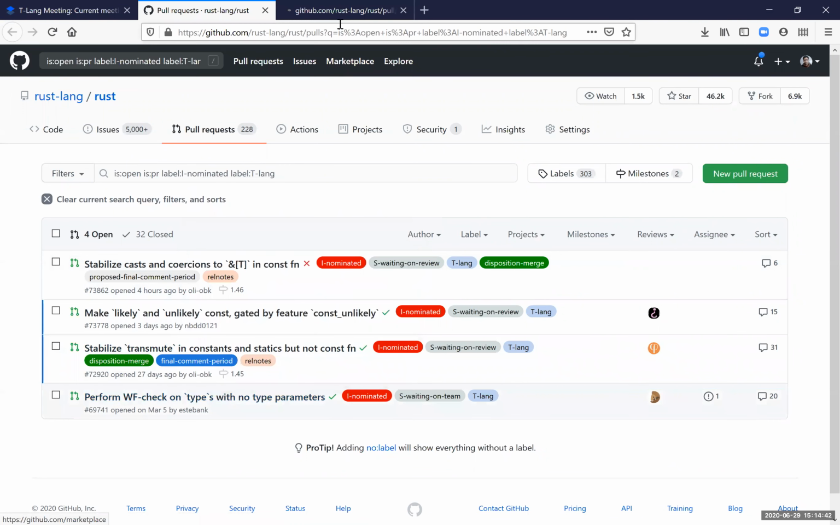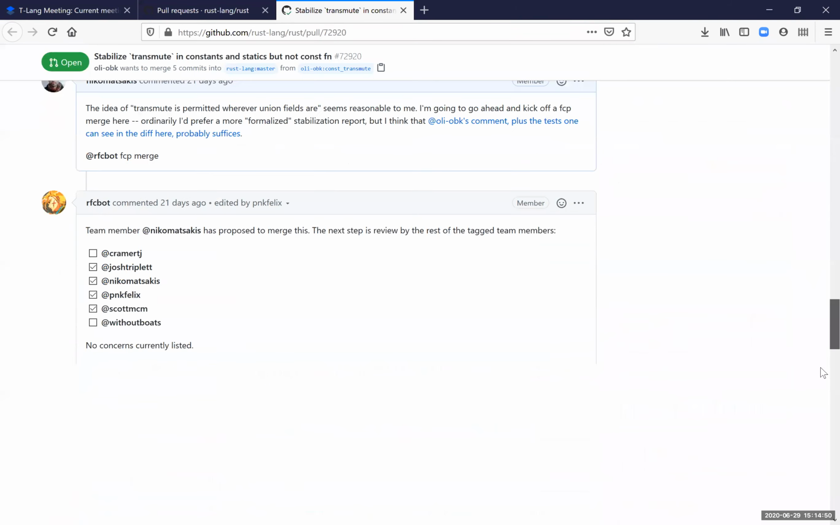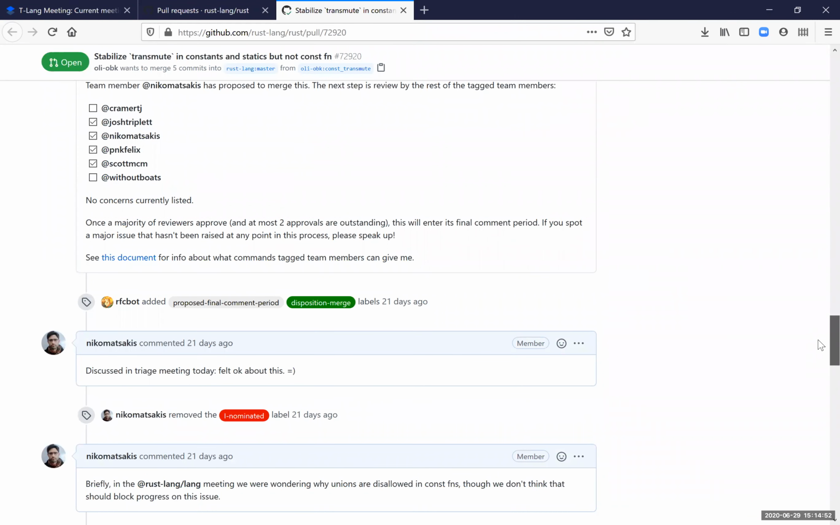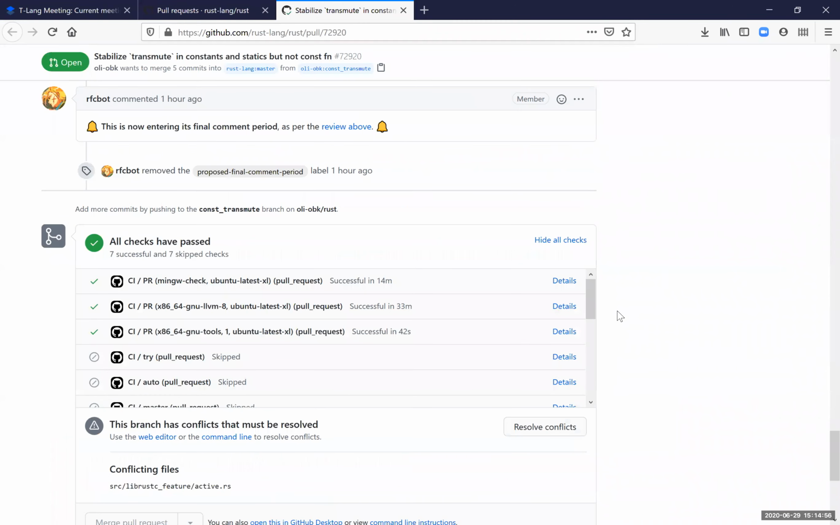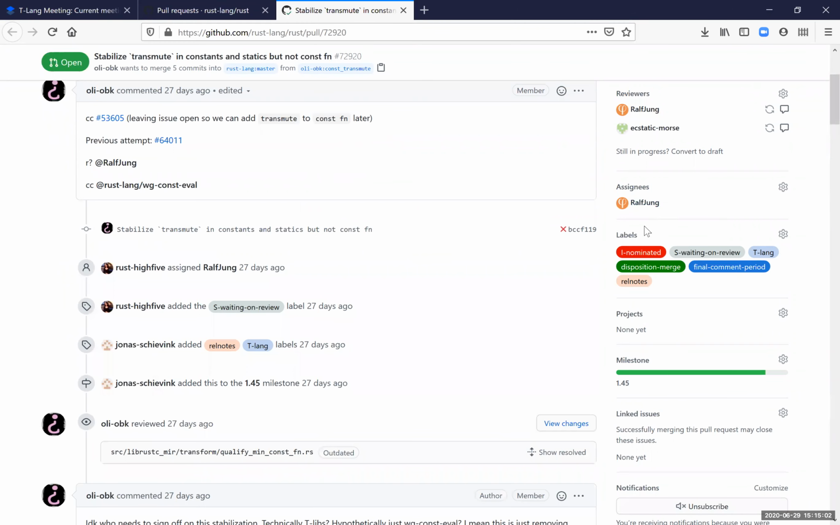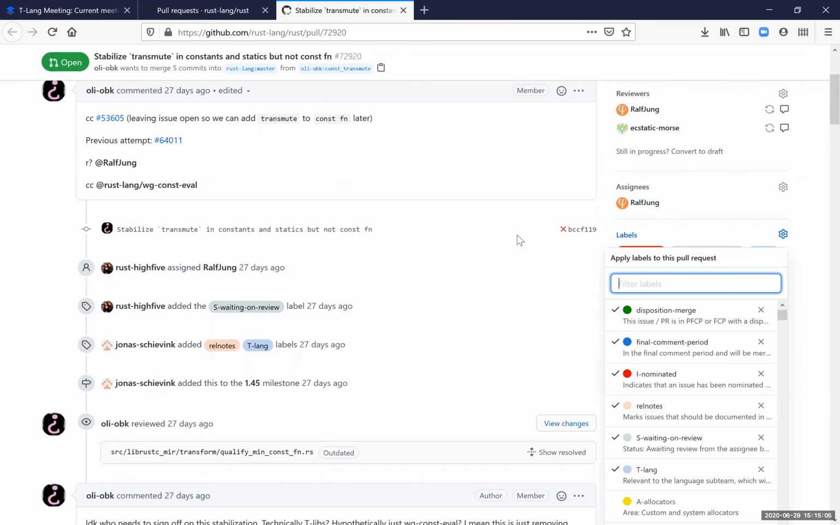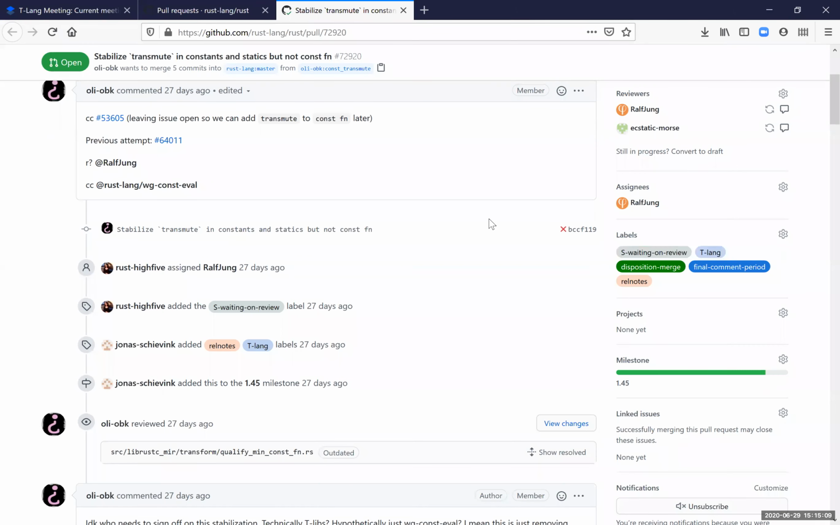So there's a pending proposal to stabilize transmute in constants and statics, but not const fn. Probably we talked some about this. It's got almost all the checkboxes now. Hooray, okay. It's in FCP now. I think I'll just remove the nominated tag. If you disagree with that, go register a concern.